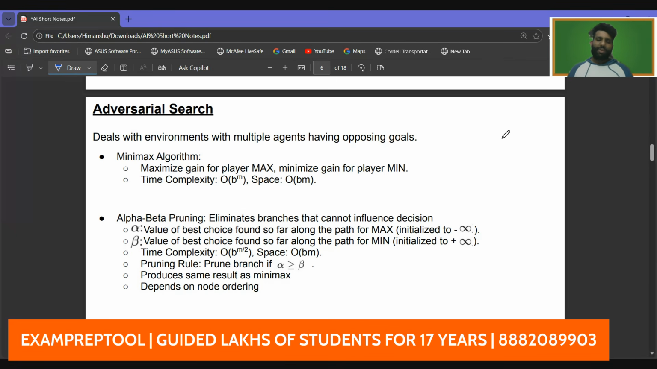So the most prominent algorithms being used are minmax and alpha-beta pruning, the alpha-beta minmax algorithm. So minmax is very simple, like what exactly is going to be the overall cost.